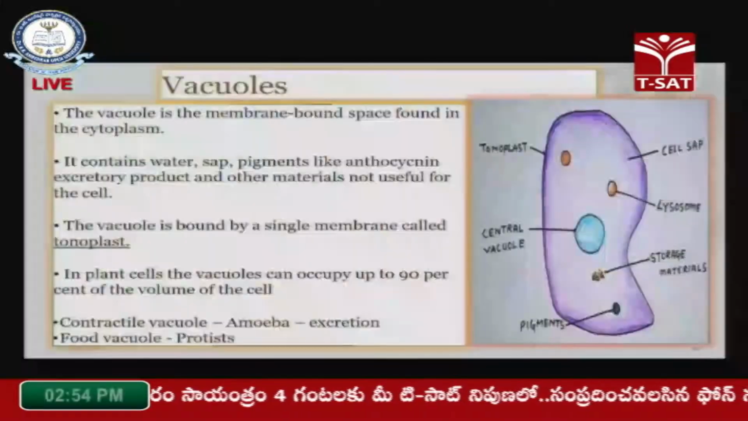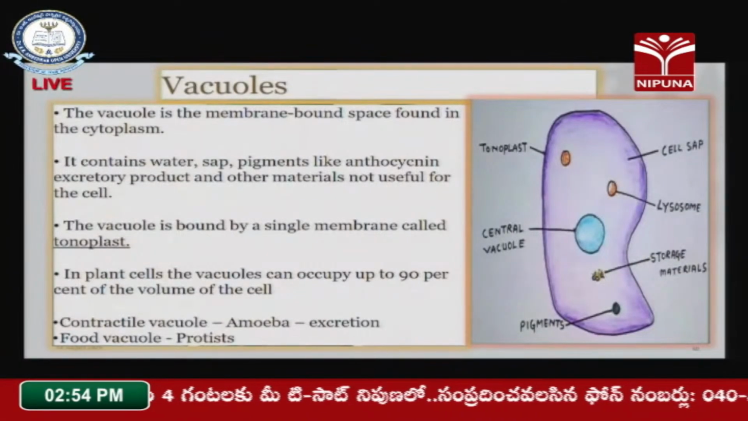We can call this programmed cell death, also apoptosis, also autolysis. The autolysis is done by the lysosomes, which are present in all types of eukaryotes. Then vacuoles, which are also a most important cell organelle, the most distinguished feature of the plant cell.